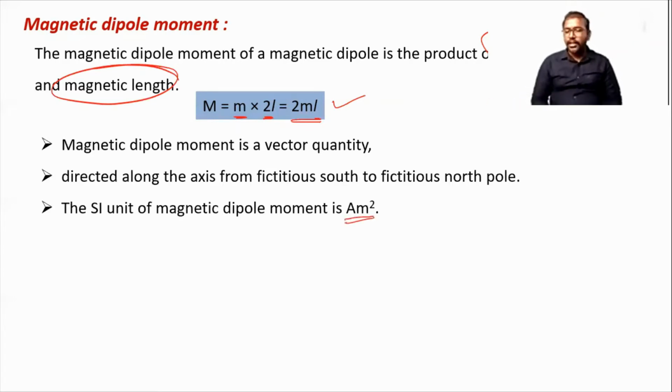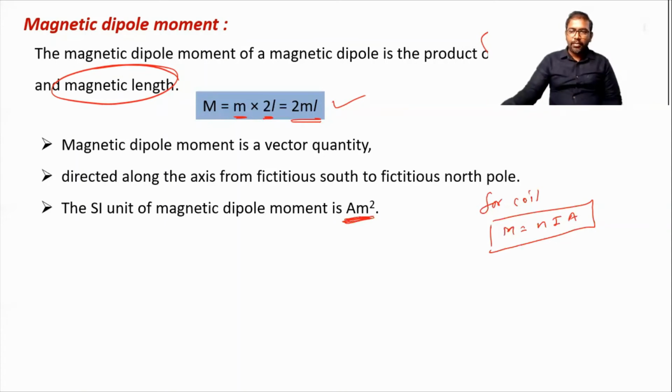How do we get this unit? You remember one thing here. For a coil, the magnetic dipole moment is given by a formula. A current carrying coil acts like a dipole, and the magnetic dipole moment of the current carrying coil is given by the formula NIA. N is the number of turns, I is the current, A is the area. The number of turns has no unit, the current's unit is ampere, and the area's unit is meter square. So ampere meter square is the unit for magnetic dipole moment.